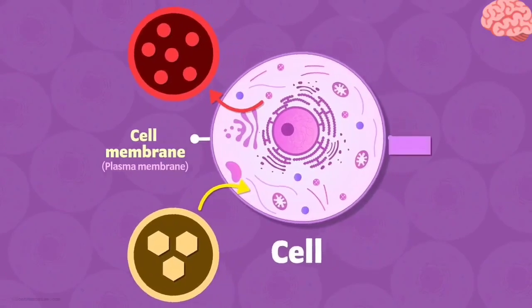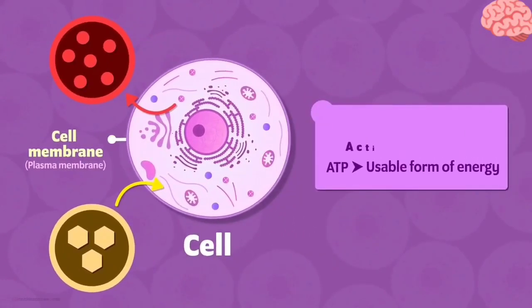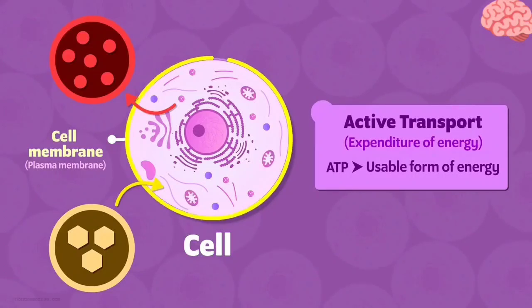The energy used is in the form of ATP molecules. This is called active transport. That is, active transport requires expenditure of energy. The transportation is carried out by protein molecules present on the cell membrane.